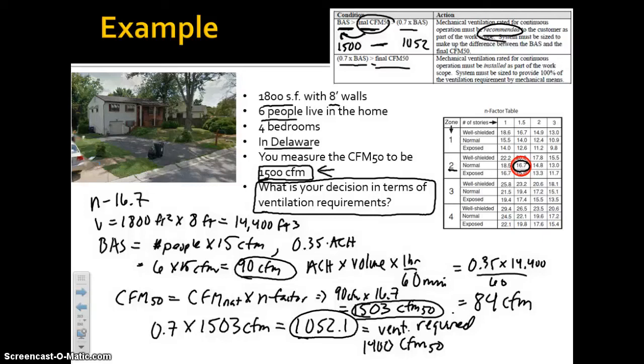So if this was the house that we're auditing, we'd say, you're almost at the level where you might want to think about some ventilation, but you're probably going to be okay. Okay, so that's a sample calculation. So let's look at actually a form that we're going to use on our audits that you can fill in.